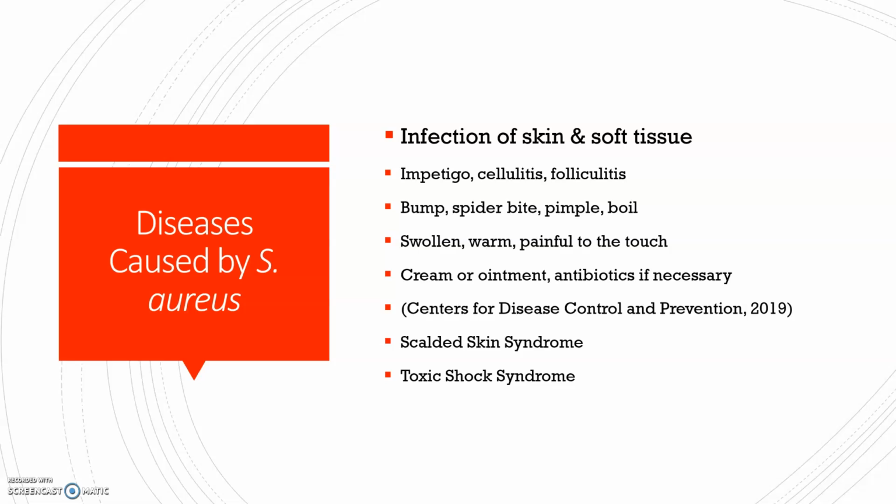Some more serious infections of the skin and soft tissue are scalded skin syndrome, which is an infection actually not caused by the organism itself, but by the toxin that the organism produces. And that makes it look like you've been burned, and your skin starts to slough off. That's the name, scalded skin syndrome. And also toxin from staph can cause toxic shock syndrome.